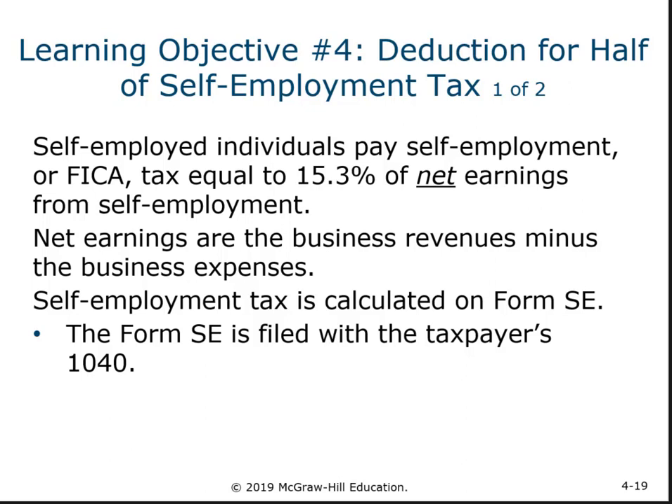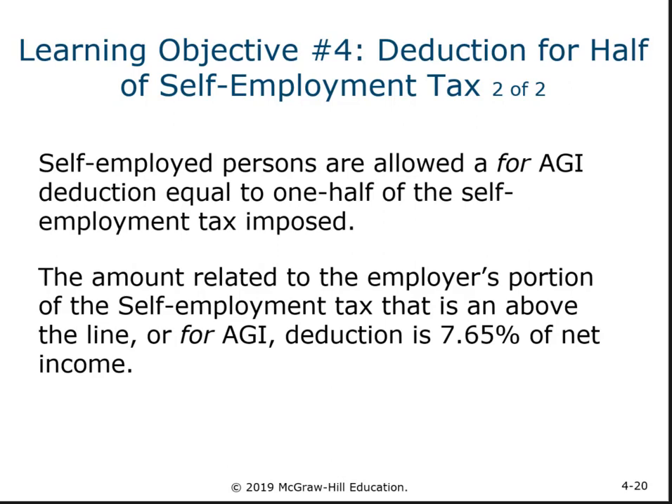And because half of it is a deduction for AGI, once you calculate your self-employment tax, you take half of that, and that goes on as one of the adjustments to get to AGI. So the end result is that's half of 15.3%, or 7.65%, if you want to figure it out that way.